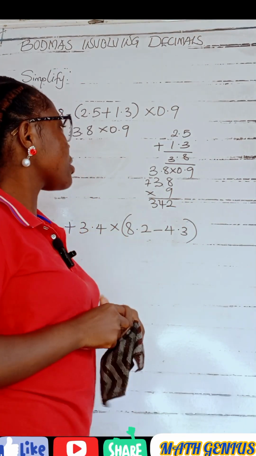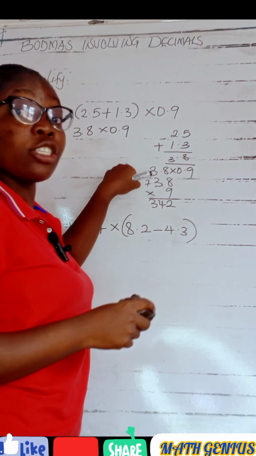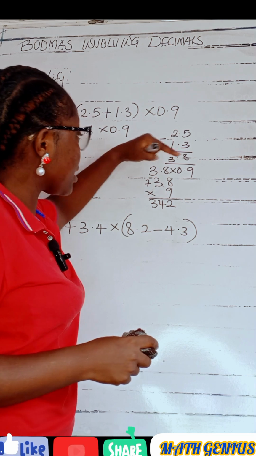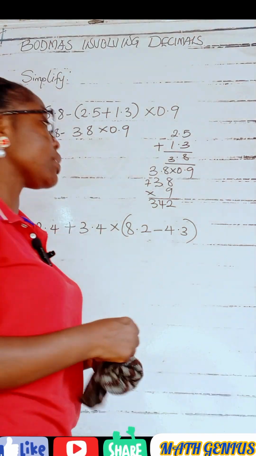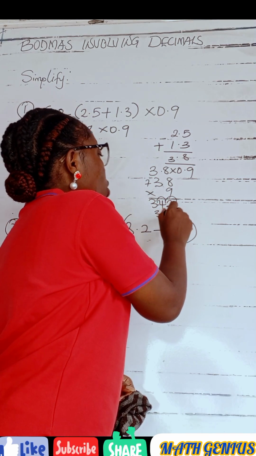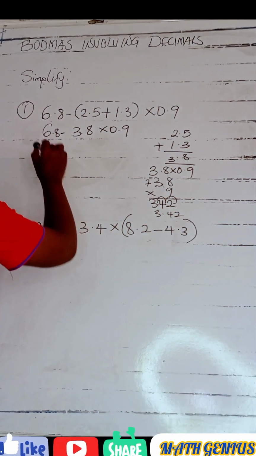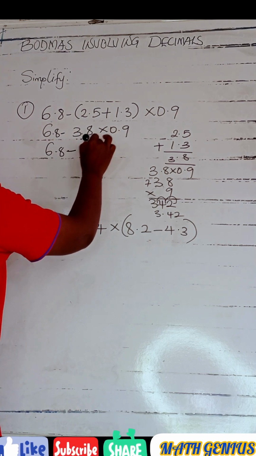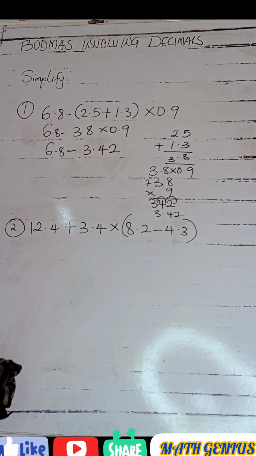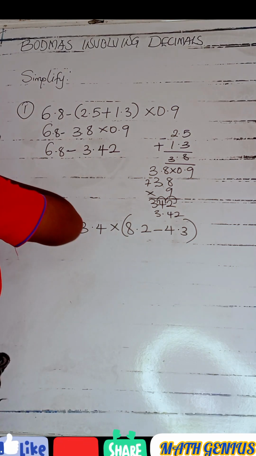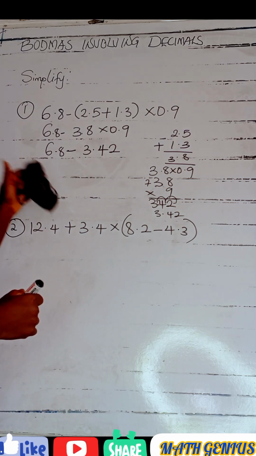So don't forget that these numbers here were decimal numbers, and altogether we have two decimal places. So we are going to have 3.42. So we have 6.8, you drop it down, minus 3.42. Now remember that we are still not allowed to use our calculator, so we are going to subtract this as the last operation available.